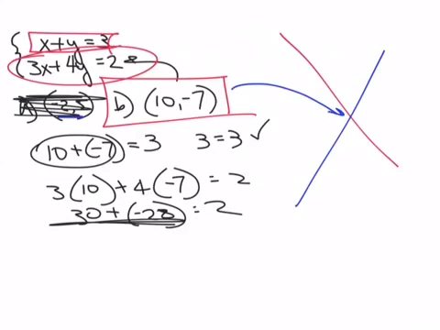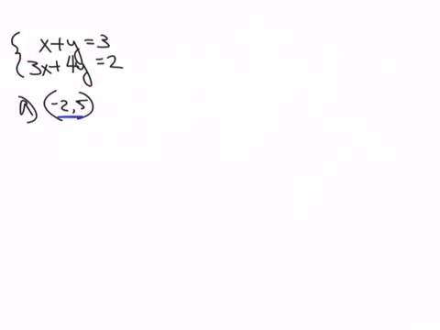Okay? So that makes 10, -7 an answer to the system that we just drew up there. And this is the system right there, those 2 equations. All right, so let's look at example 2. And it wants us to solve a system of equations by graphing.